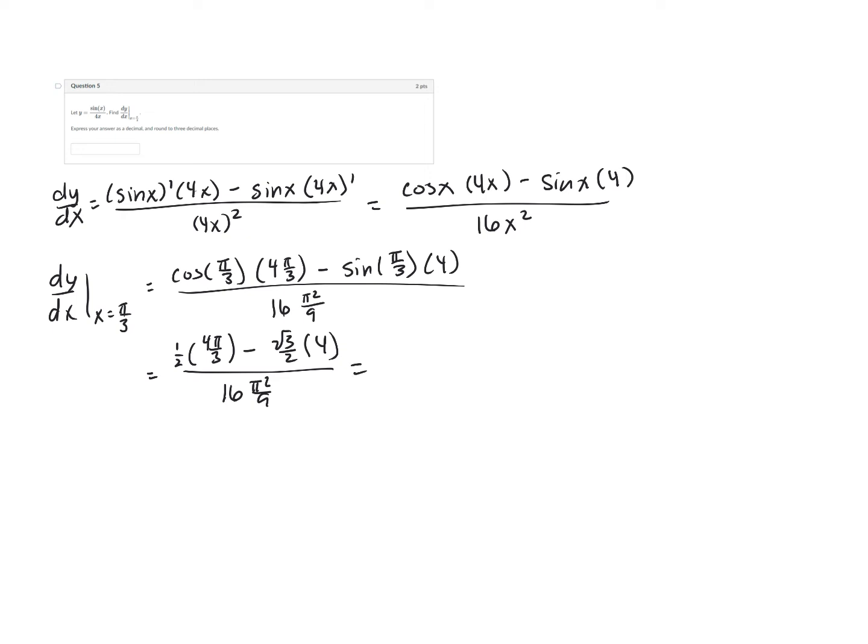We can simplify this a little bit more. We get 2 pi over 3 minus 2 square roots of 3 over 16 pi squared over 9. And then after plugging that into your calculator, especially because we have these pi's and the square root of 3 here, you should get something around negative 0.078, something along those lines. But that's it.